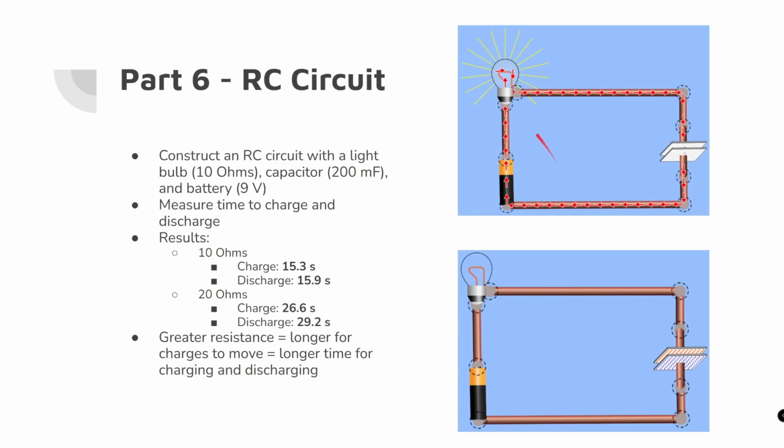Our RC circuit here, we have our resistor/light bulb type thing, and then we have our capacitor here, and it's charging as the current flows through it. So we see from our results that as resistance increases, our charge and discharge time increases as well, because it takes longer for the charges to move and thus longer time for the capacitor to charge and discharge.